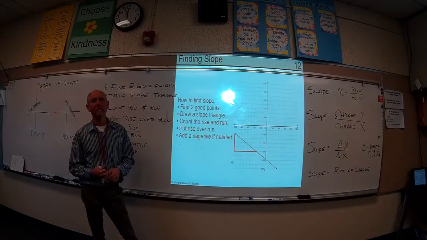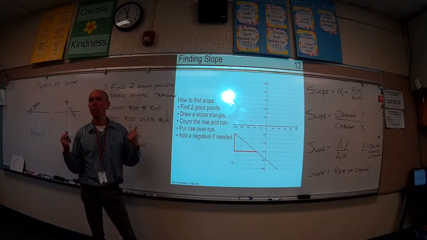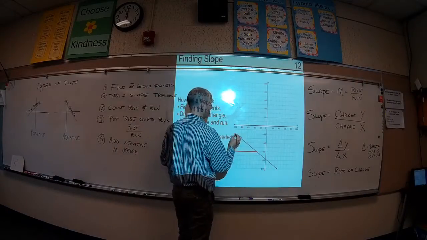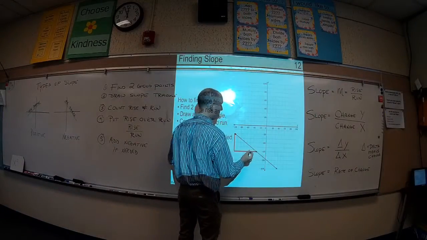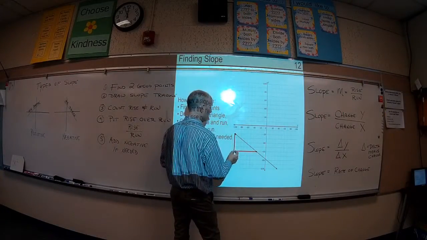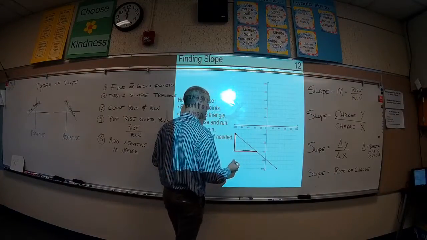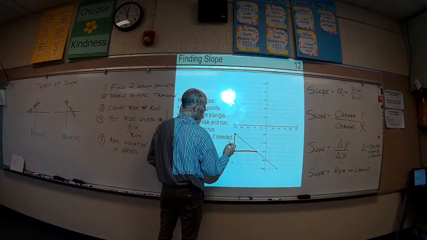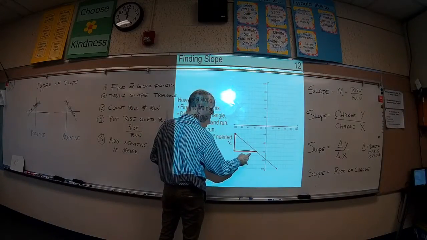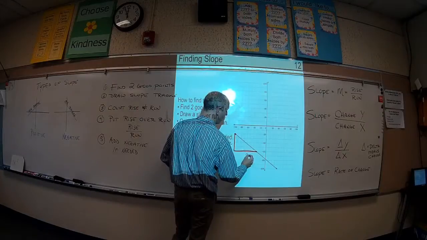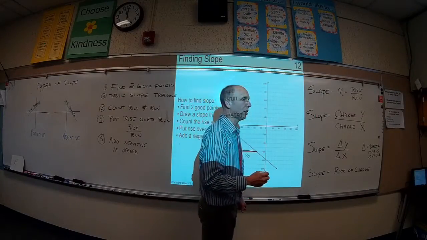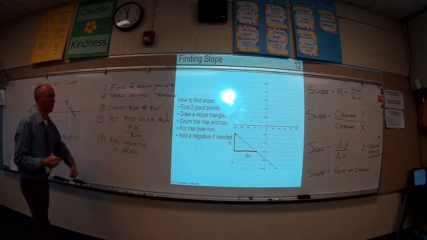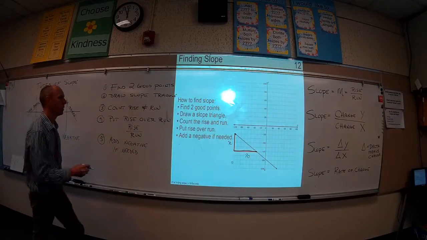First question, what do I do first, Aiden? Find 2 good points. Done. What do I do now, Aiden? Draw slope triangle. Done. What do I do now, Aiden? Count rise and run. 10, 20, 30, 40. 10, 20, 30, 40, 50, 60, 70. What do I do next, Lizeth? Put rise over run.